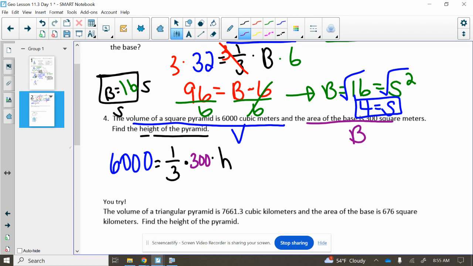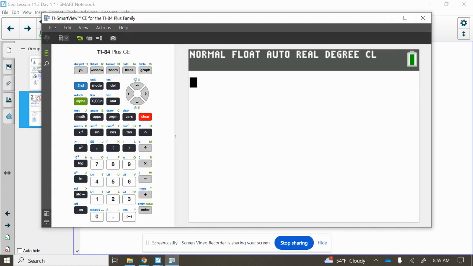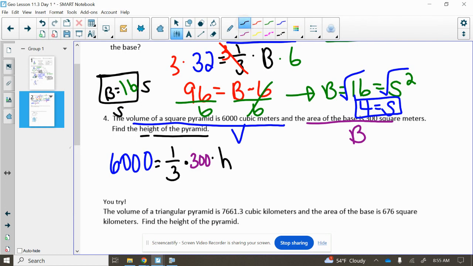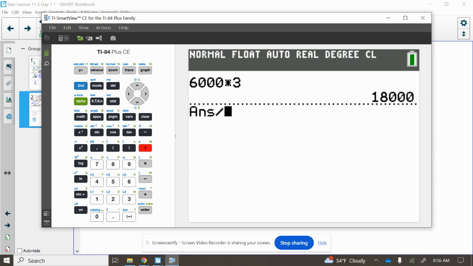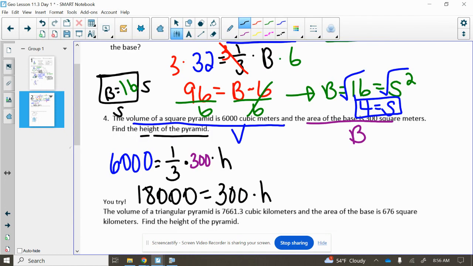So again, we can start this by multiplying the 6,000 by 3. So we end up with 18,000. And then from there, now that we got rid of the 1/3, we know it equals 300 times our height. We can then divide over the 300 to get our height of 60 meters this time.